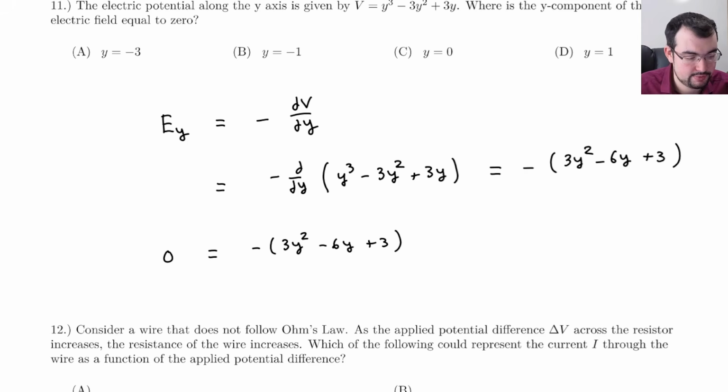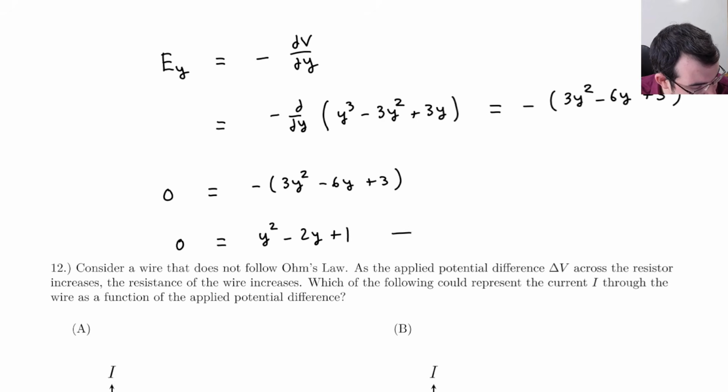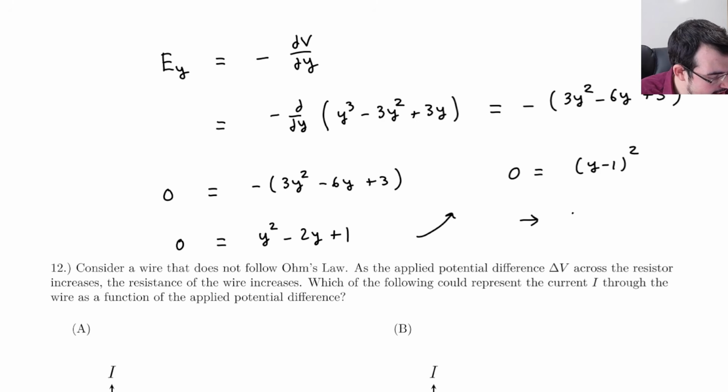plus 3. Now, of course, just Desmos this, get it right. But I picked nice numbers. So we're solving 0: divide everybody by negative 3, and we get y squared minus 2y plus 1. That means 0 is equal to (y minus 1) quantity squared. So y is plus 1.